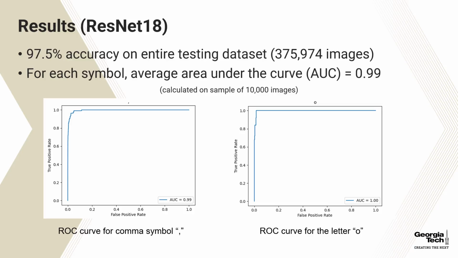Here we have two example ROC curves for a comma and the letter O. For each symbol, we calculated the average area under the curve of 0.99, which suggests that the model is highly accurate for the dataset that we provided it.